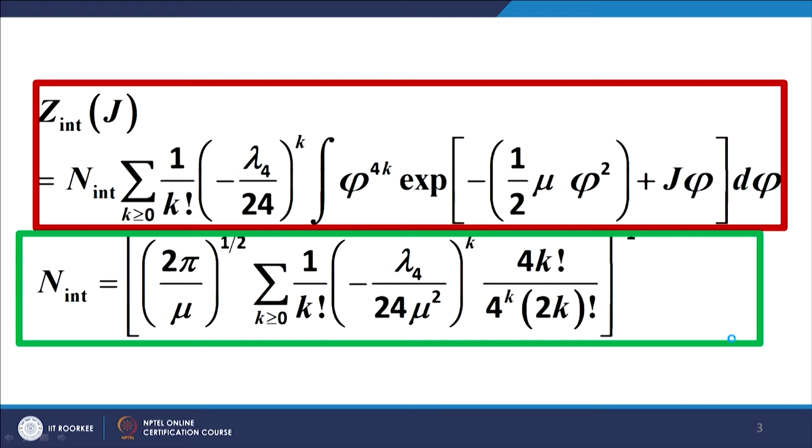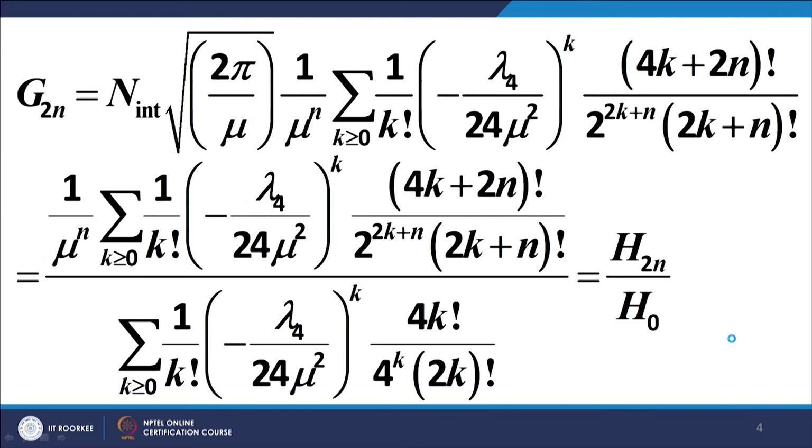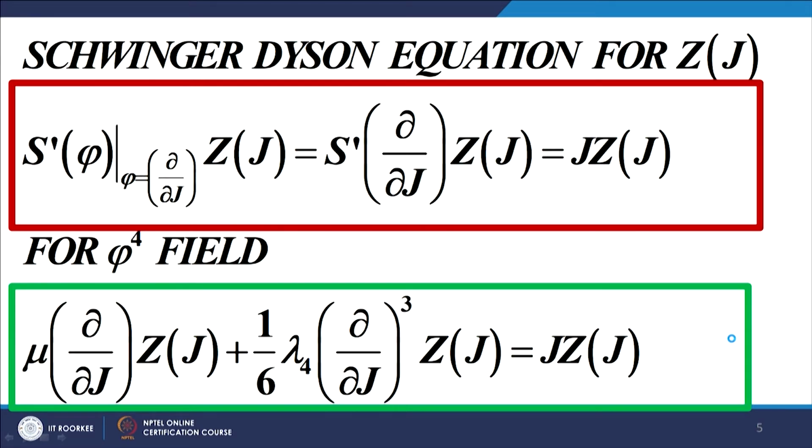This is pretty much the situation that we encountered in the 0 dimensional field theory, and then we define 2n point Green functions in terms of h2n and h0. This again follows what we did in the 0 dimensional case.